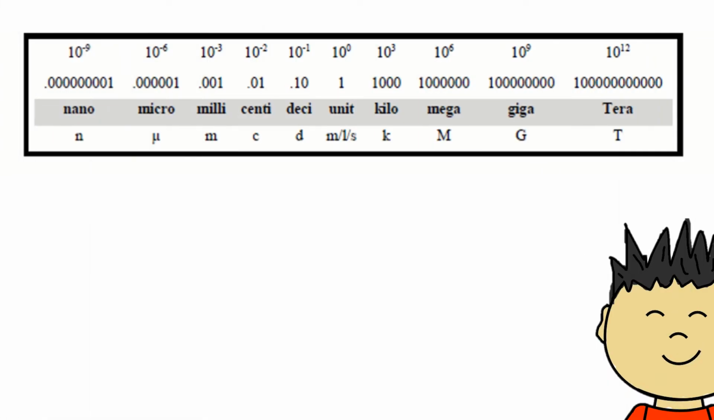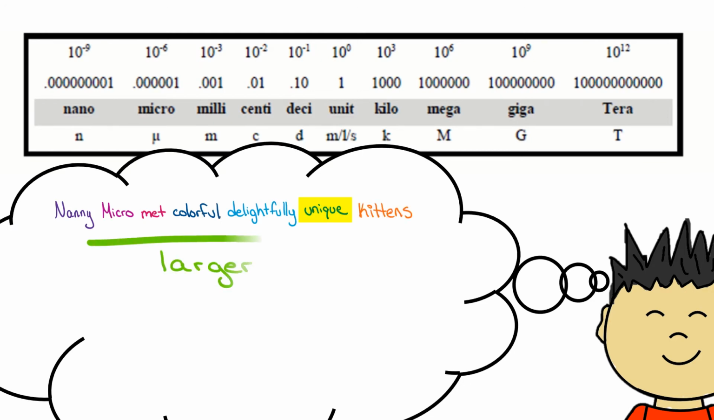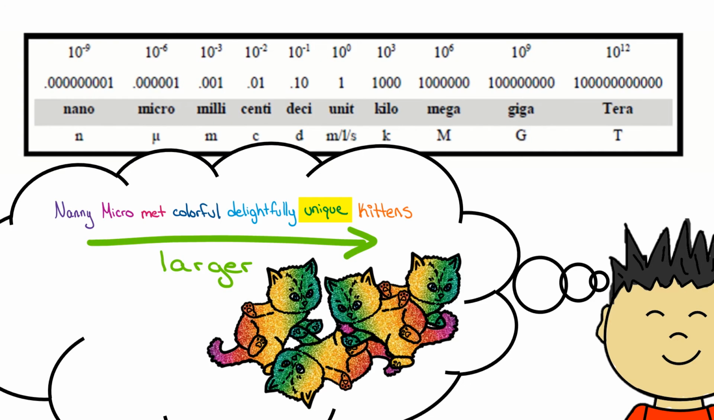Next, let's talk about the metric system and unit conversions. Yes, Alex, I guess that's one way to remember from smallest to larger unit prefixes. Just remember that unit is not an actual prefix. It simply means that there is no prefix present, like saying meters, liters, or seconds, rather than millimeters, milliliters, or milliseconds that do have a prefix known as milli.